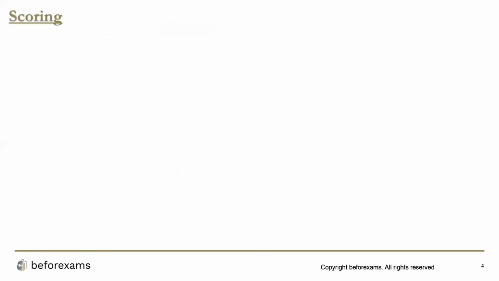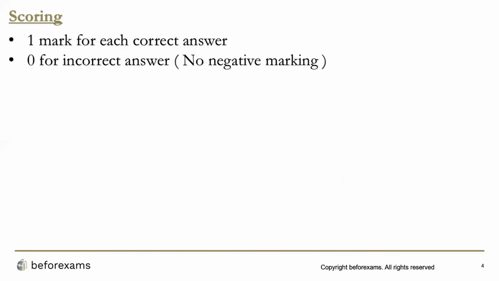Then comes the scoring part of IELTS. In IELTS reading, 1 mark is given for each correct answer, just like the listening section, and there is 0 for an incorrect answer. That is, there is no negative marking. So I would suggest you guess the answer if you are unsure of a question, because there is no negative marking and there are chances that you could get marks for it. So always attempt all the questions. This will help you gain maximum marks.